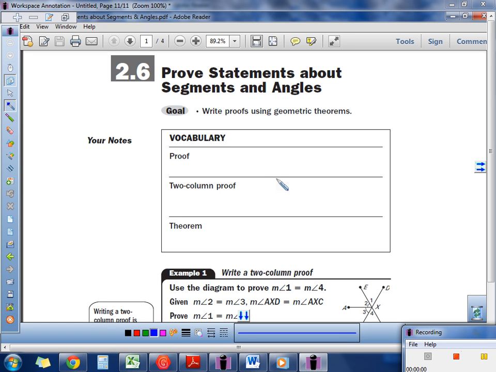On today's lesson, our goal is to write proofs using geometric theorems. First thing we got to do is know these three terms over here. So the first one is proof. What is a proof?